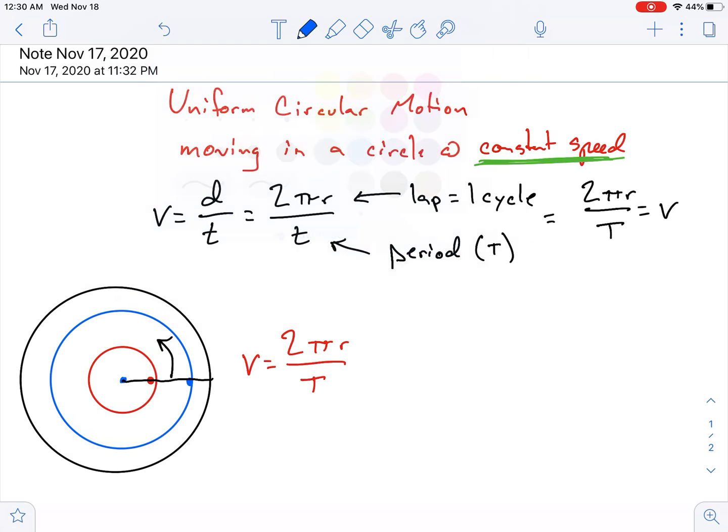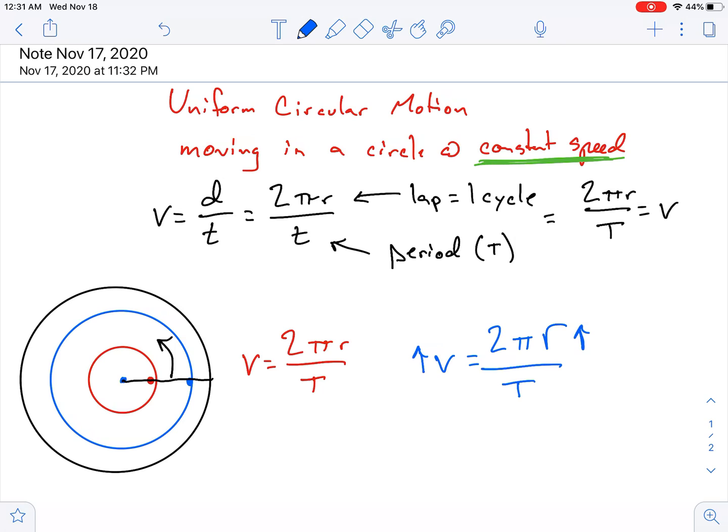When I look at my blue velocity, it's still 2 times pi, but now times a bigger r, but the time is the same, right? As my radius goes up, my velocity has to go up. If my radius goes down, my velocity has to go down. It's why we like being on the inside of a track, because if I'm farther out, I have to go faster in order to keep up with the person that's on the inside, because I have more distance to cover, right? It's why when you run the mile in gym class, you don't run it in the outside lane, you run it in the inside lane.